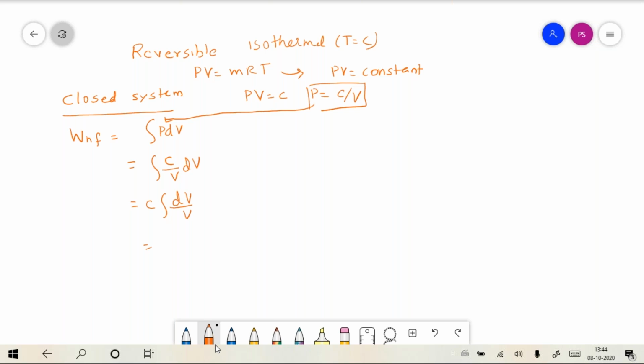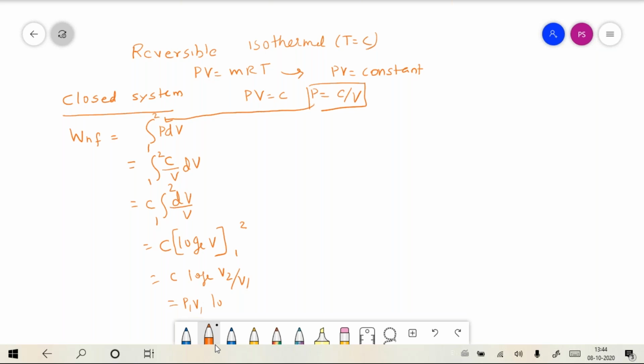All right. So this is the expression for work transfer. If I want to write it in terms of MRT1, it is MR T1 log to the base e of V2 by V1. Okay, how would the isothermal process look on the temperature entropy diagram?